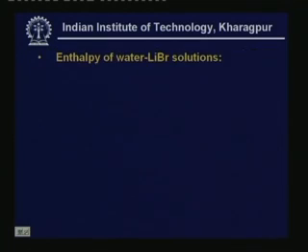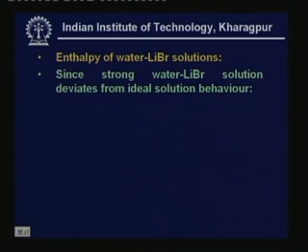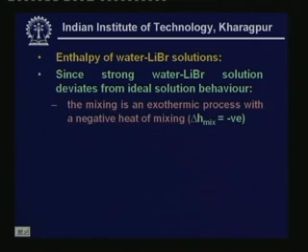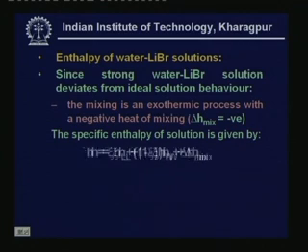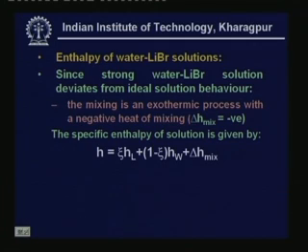Now let us look at another important property, that is the enthalpy of water lithium bromide solution. Since strong water lithium bromide solution deviates from ideal solution behavior, you will find that the enthalpy equation is given by the following formula. Specific enthalpy h is equal to zeta into hL plus 1 minus zeta into hW plus delta h mix, where zeta, as you know, is the mass fraction of anhydrous lithium bromide, and hL is the specific enthalpy of anhydrous lithium bromide at that particular temperature, and 1 minus zeta is the mass fraction of water, and hW is the specific enthalpy of water at that particular temperature.